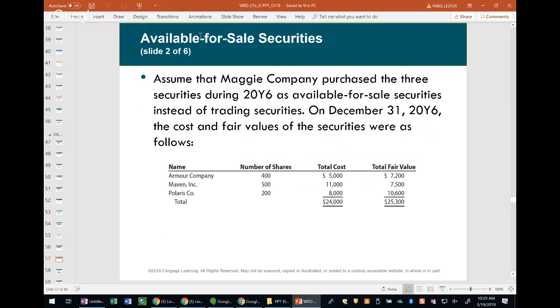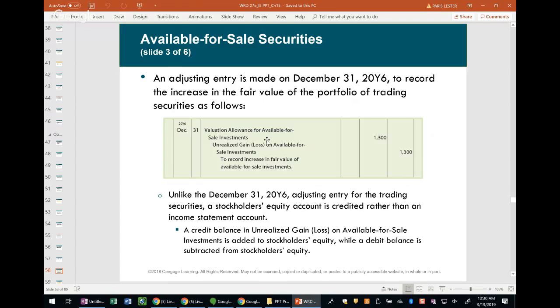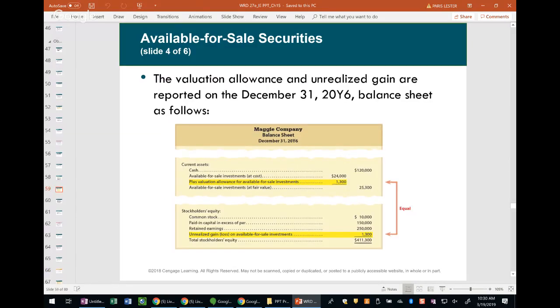Available for sale securities, we handle about the same as trading securities. If these were available for sale, we still got that $1,300 gain. But we show it as valuation allowance, 13, unrealized gain on available for sale. So the entry's about the same. You'll notice the difference when you look at the book, and on the balance sheet. Here it says valuation allowance, 1,300. Here it says unrealized gain. I don't see a whole lot of difference.